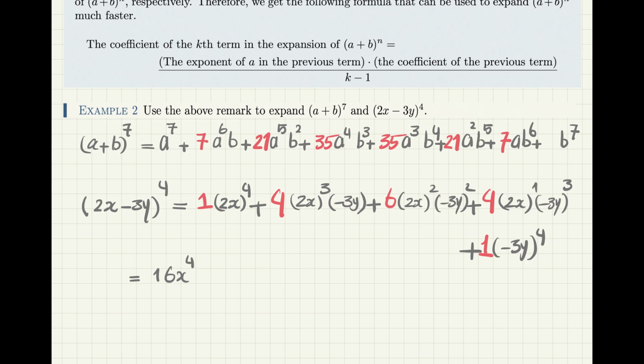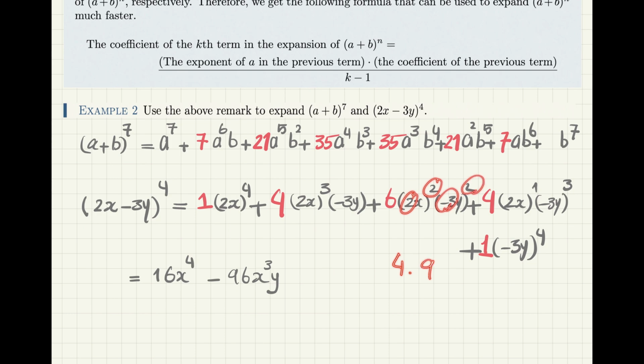So how much is this number? 2 to the power 3 is 8. 8 times this is 32. 32 times minus 3 is minus 96. So the answer would be minus 96, x to the 3 and y. The next one, 2 to the 2 is 4. Minus 3 to the 2 is 9.